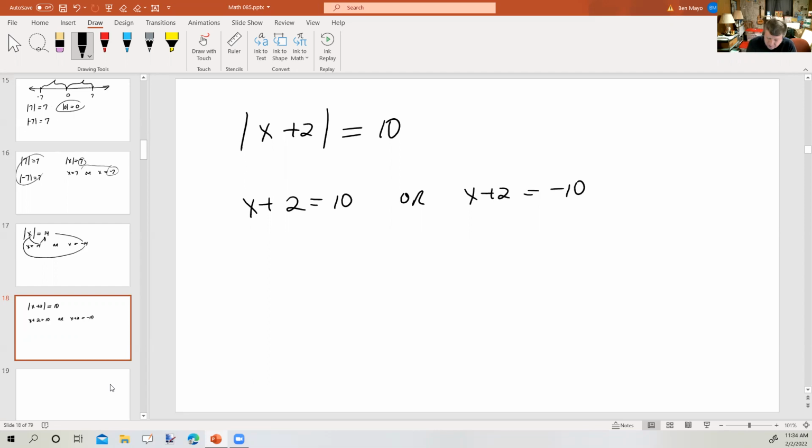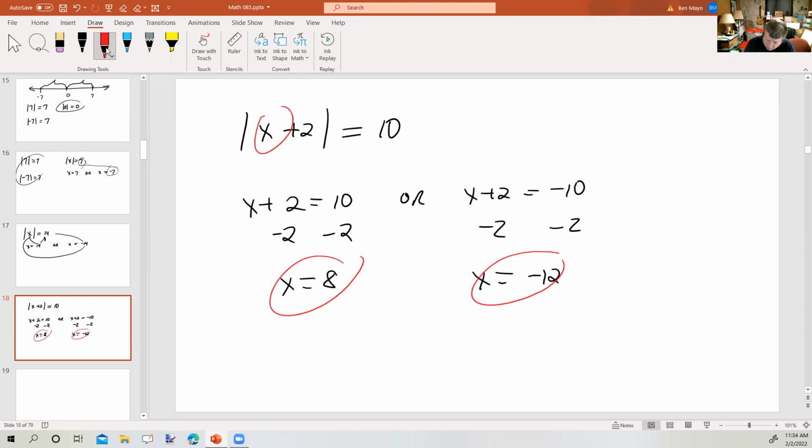So let's go back and solve each of these equations. If x plus 2 equals 10, subtracting 2 from both sides, we get x equals 8. If x plus 2 equals -10, subtracting 2 from both sides, we get x equals -12. Let's check our work. Let's plug each of these in to the original equation. The absolute value of x plus 2 equals 10. But x is now 8. So 8 plus 2 is 10. The absolute value of 10 is 10. So 10 equals 10, and it checks.